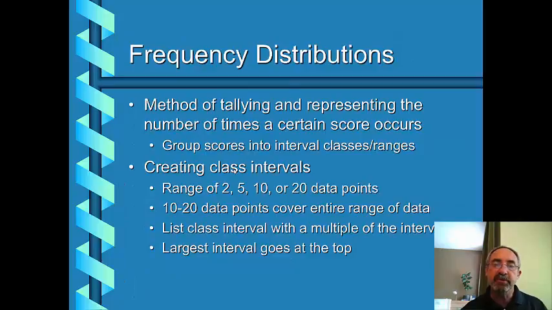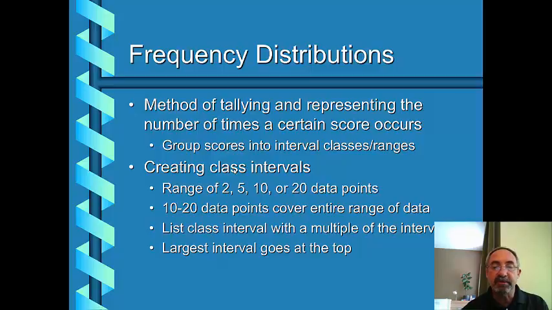Frequency distributions. Now, frequency distributions are probably the most basic kind of illustrations that you can do with your data. It's a way of tallying and representing the number of times specific scores occur. And what we do is we put the scores into interval classes or ranges. And typically when we think about creating class intervals, we have a range of 2, 5, 10, or 20 data points inside of each one.